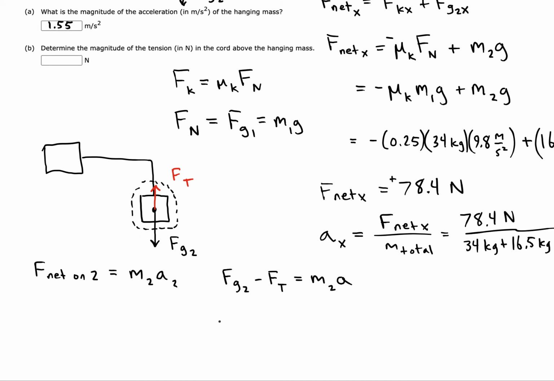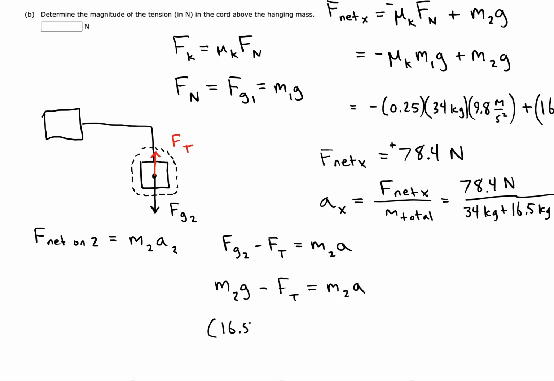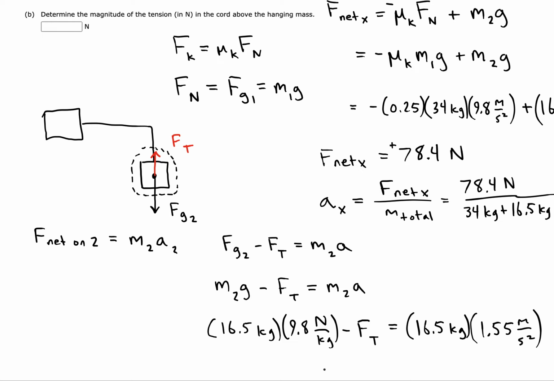Alright, so Fg2 is going to be M2 times G minus Ft equals M2A. 16.5 times 9.8 minus Ft equals 16.5 times, and then we'll use our acceleration that we found previously. Yeah, this should allow us to find Ft. I think I'm getting 136 newtons.